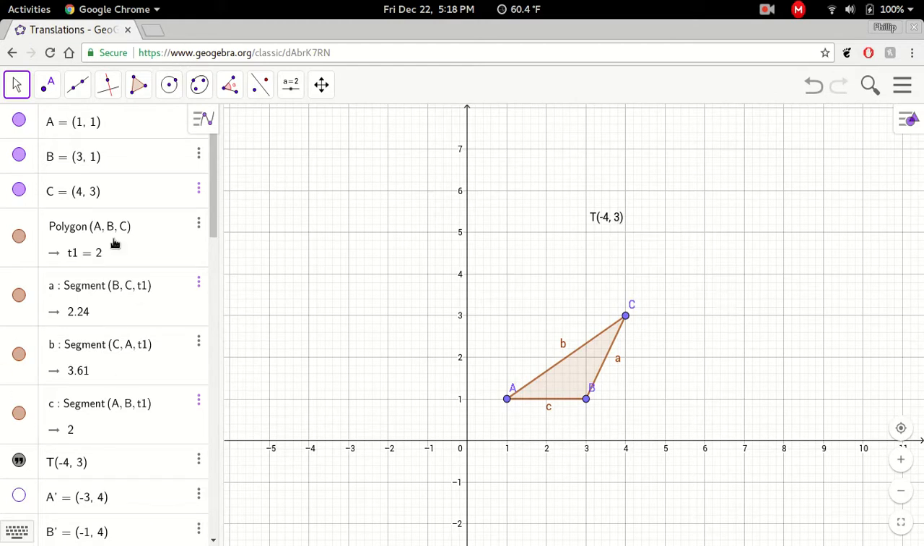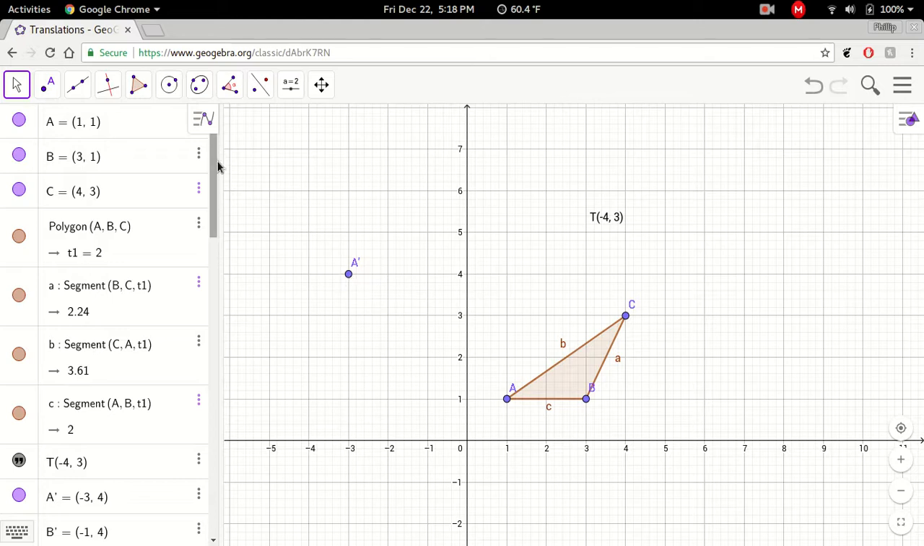So if we start with A here, A is at the point (1, 1). If we add -4 to 1, we get -3. And if we add 3 to 1, we get 4. So that gives us this coordinate for our A prime. Okay, so we added -4 and we added 3, so we get (-3, 4) for our point.